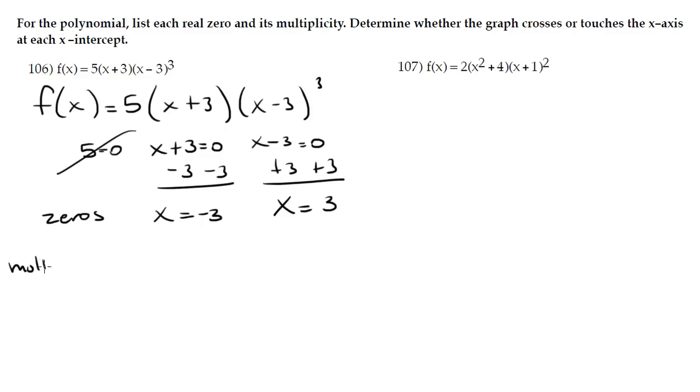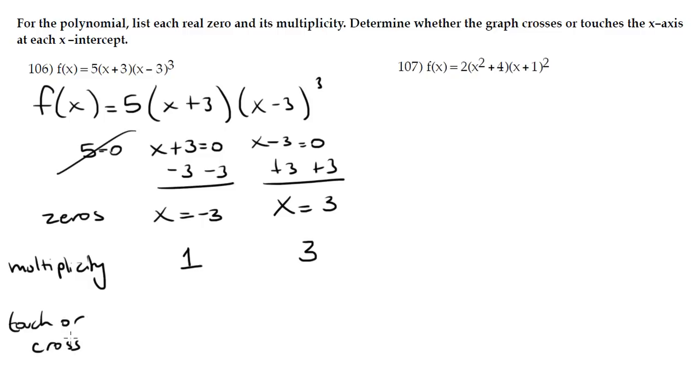Now the multiplicity of each zero. Take a look back at the factor that gives us x equals negative 3. This factor is just raised to the first power. That's its multiplicity. For x equals 3, the factor that gives us that 0 is raised to the third power. So that's x minus 3 times x minus 3 times x minus 3. It's multiplied 3 times. That's its multiplicity.